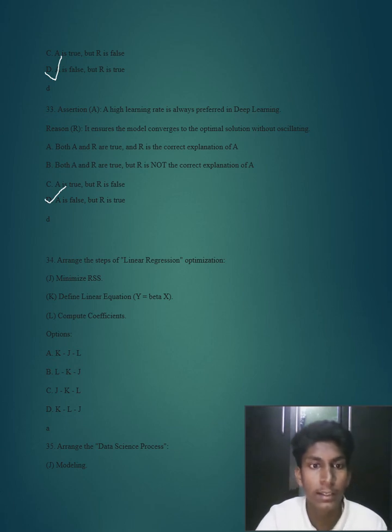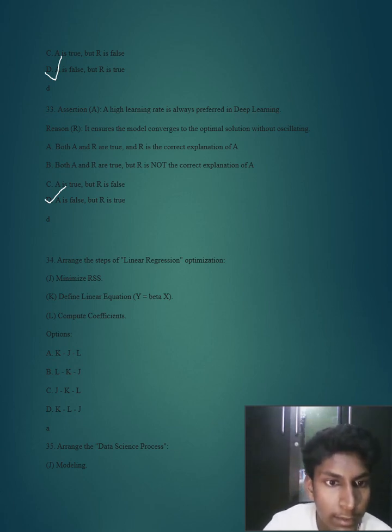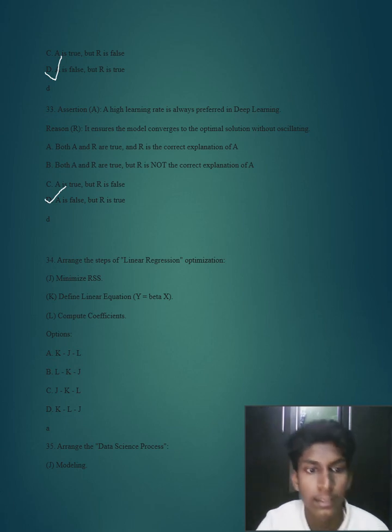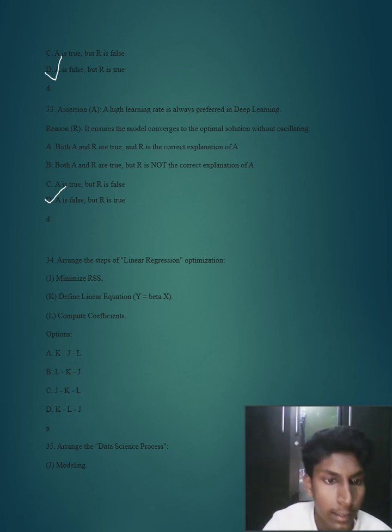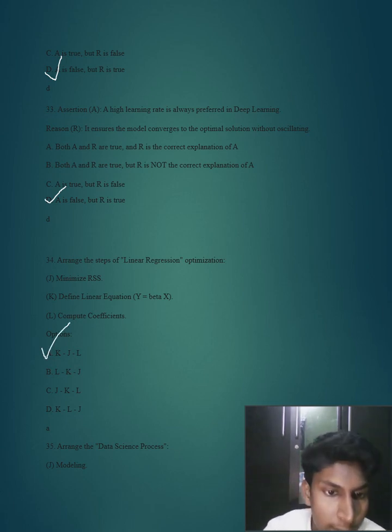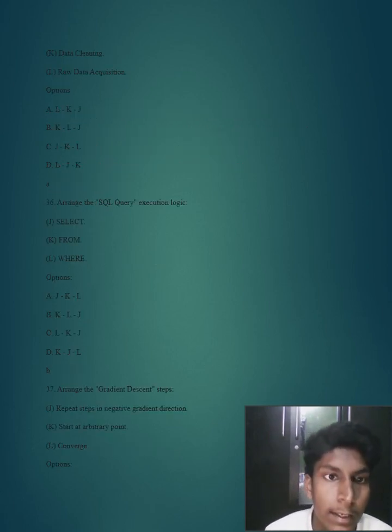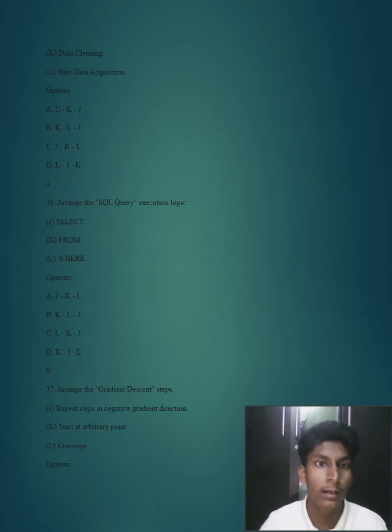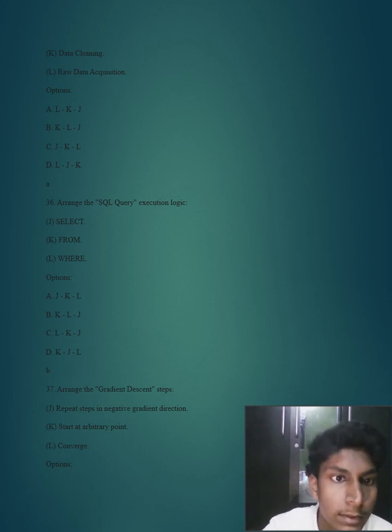Arrange the steps of linear regression optimization: minimize RSS, define linear equation y equals beta x, and compute coefficient. J, K, L. So the correct option is K, J, and L. Yes. Arrange the data science process: J modeling, K data cleaning, L raw data acquisition. So the correct answer here is L, K, J. Yes, A.